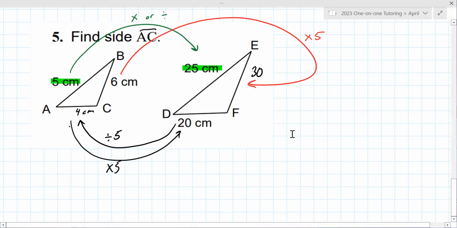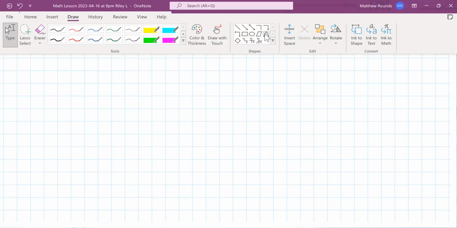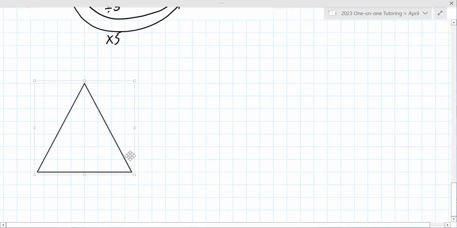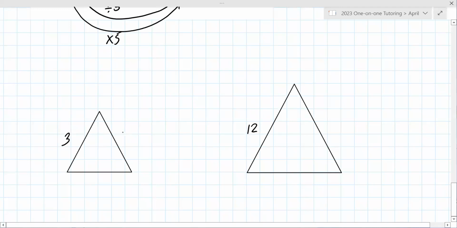All right, so let me give you maybe a new problem here to look at. Recently figured out that I could draw triangles here. Amazing. I don't know why it took me so long to do this, but let's say these triangles are similar. Let me make them a little smaller here. All right, so let's say this side is 3 and this side is 12. This is 4 and this side over here is 20. Okay, so we can label these if we want: A, B, C, D, E, F.